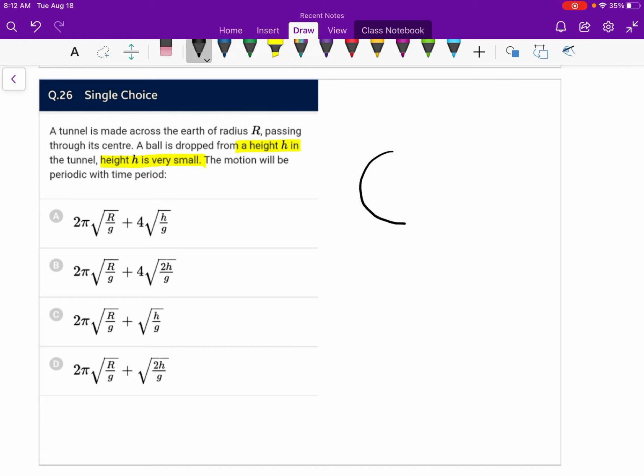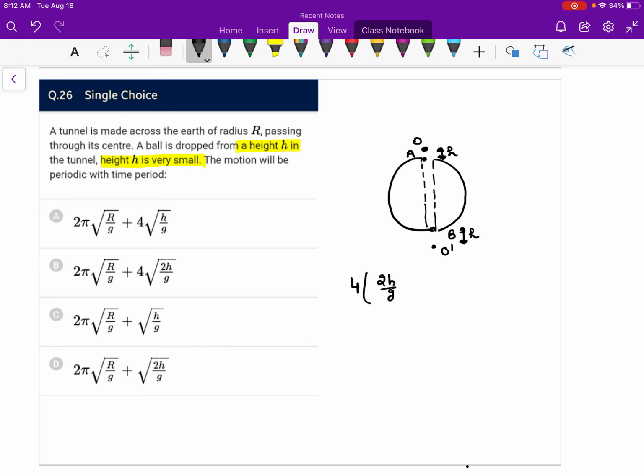Okay, so this is the earth, and we have the tunnel. This is the tunnel, and the ball is dropped from height h. So from O to A, time taken will be root 2h by g. A to B, motion will be simple harmonic, and then again it will move to O dash, which is h from energy conservation. So total time taken will be 4 times root 2h by g, that is for O to A to O, B to O dash to B.